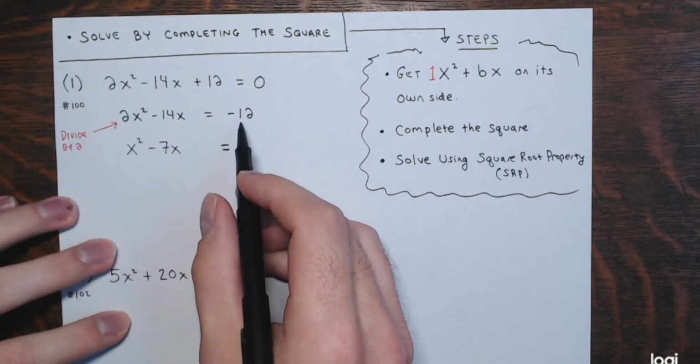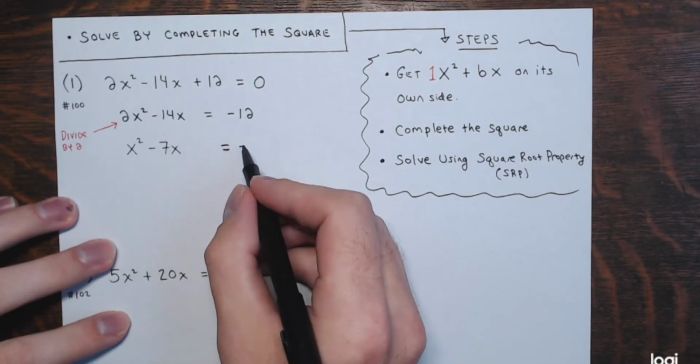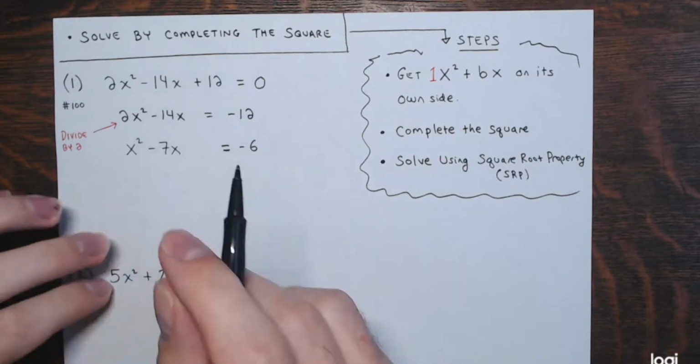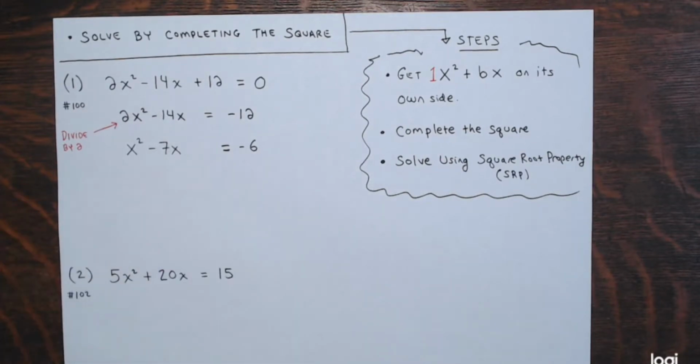And then, the other side again, I'm dividing by 2. Negative 12 divided by 2 is negative 6. Right. Now, we complete the square. So hopefully you remember how to do that. And I'll describe it.